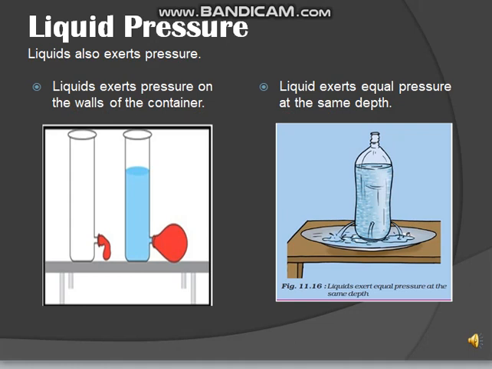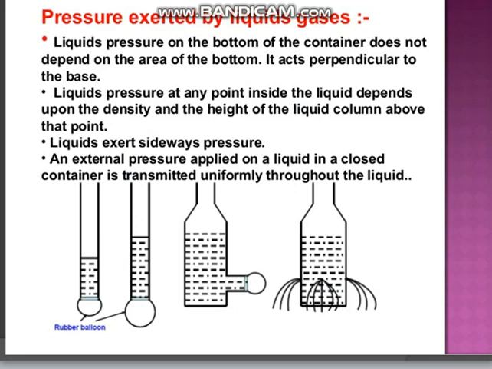Just to prove that, we have three different activities, and today we are going to discuss these activities. So we are starting with the first activity. In the first activity, we have to take a transparent tube and a rubber balloon. Stretch the rubber balloon over one end of the pipe and clamp the pipe in a vertical position in an iron stand.